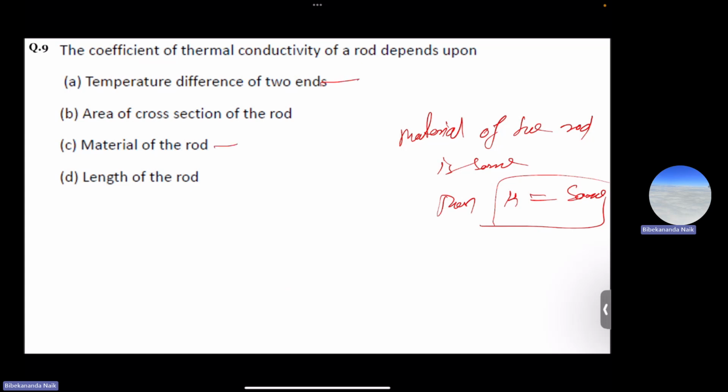So all these three quantities, the rate of transfer of heat depends upon these three quantities, but the coefficient of thermal conductivity depends upon the material of the rod, because it is an intrinsic property of a material. It determines how effectively a material can conduct heat across its two ends, and the rate of conduction will depend upon the length of the rod, the temperature difference between the two ends, and the area of cross section through which it is conducting. So the correct option is option C.